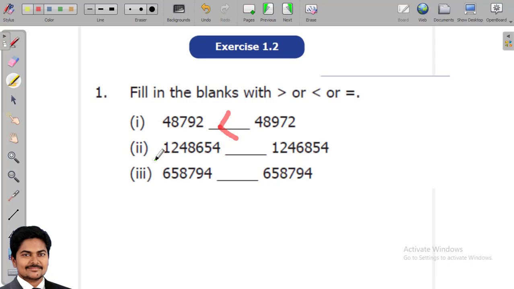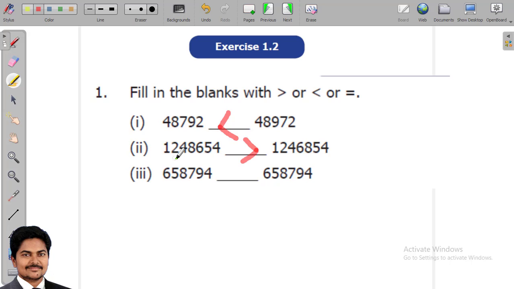Look at the leftmost digits. The first digits are equal, the second digits are also equal, the third digits are also equal. Look at the fourth one. We have 8 in the first number and 6 in the second number. 8 is greater than 6. So the first number is greater than the second number. So put the greater than symbol.